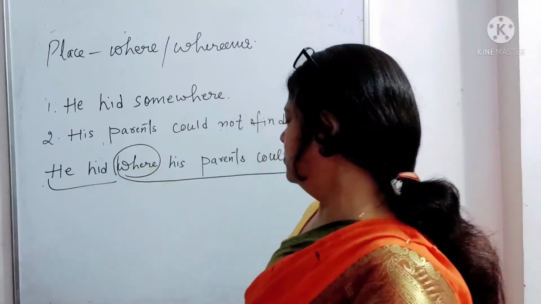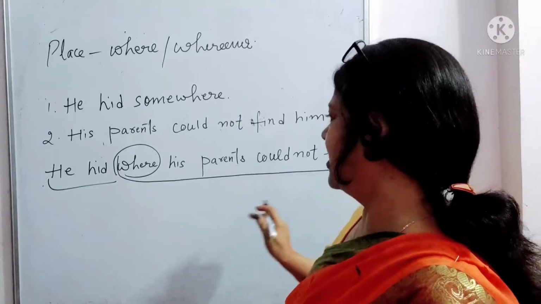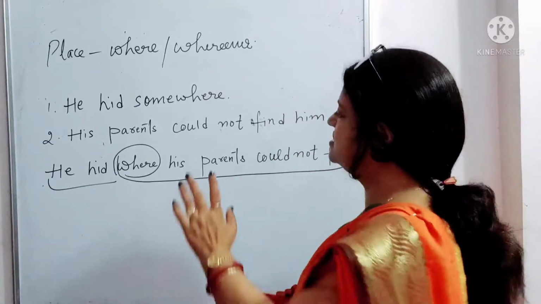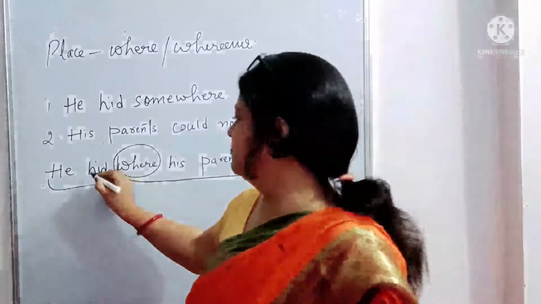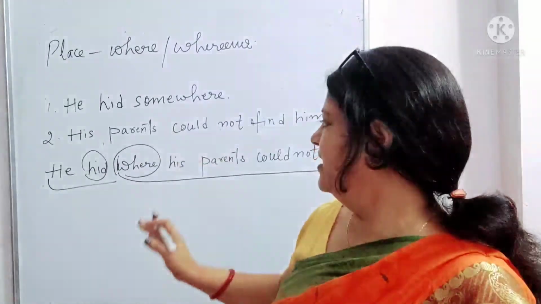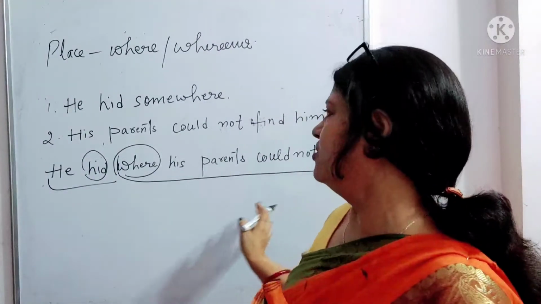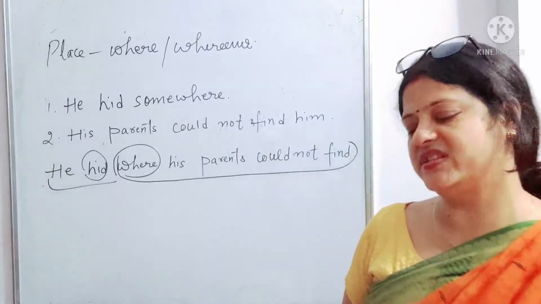So we see again that this subordinating adverb clause is modifying the verb in the principal clause. This is hid. So he hid where his parents could not find him. This is the sentence we have added, and now it has become a complex sentence.